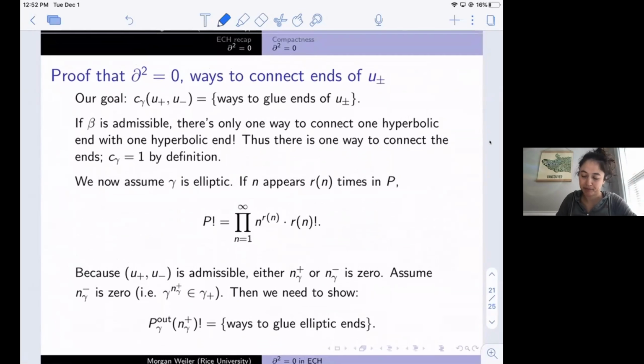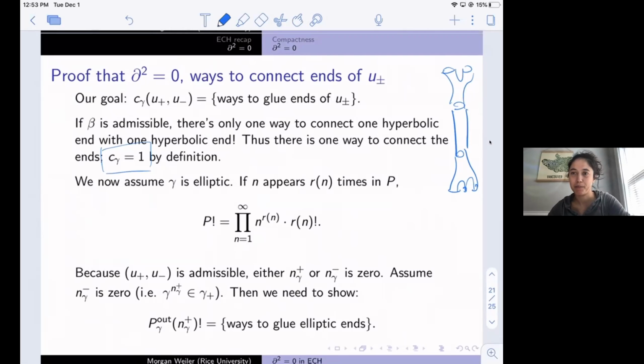if beta is admissible, I have one hyperbolic end at the top or at the end of U plus. So U plus is doing something, maybe it's connecting some things together, and this is hyperbolic, and I have one hyperbolic end at the top of U minus, and there's only one way to cover them, with a branched cover of a trivial cylinder over that orbit. So there's just one, so C gamma is 1. And also C gamma is 1 by definition of C gamma. This is probably the easiest. If you go to the definition of C gamma in section 1 of this paper, this is probably the easiest computation to figure out what C gamma is.